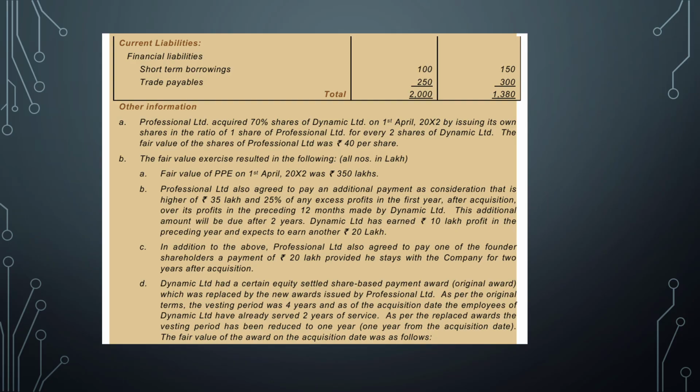And also, for example, the purchase consideration, what are the key things, the additional payment of consideration is 35 lakhs, 25, all these things, because other information carries huge marks in your working notes and the presentation. So give more importance to that.